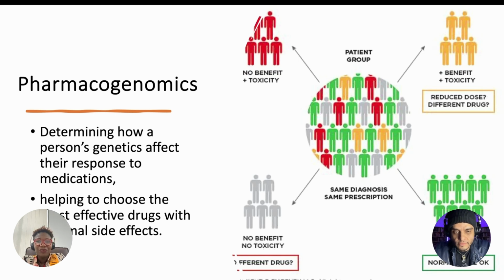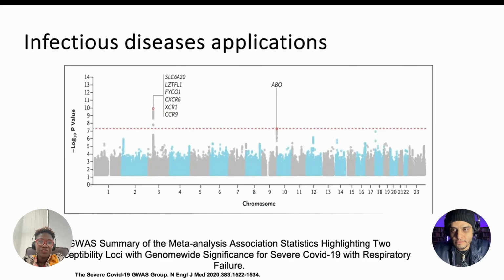So, if you look at a group of people given the same medication, for example, some might benefit and suffer no toxicity. Some won't benefit and it'll be toxic. Some will benefit and it will also be toxic. Some will benefit and there'll be no toxicity. And it has to do with the variation in genes that metabolize the drug. It is a huge area of interest.